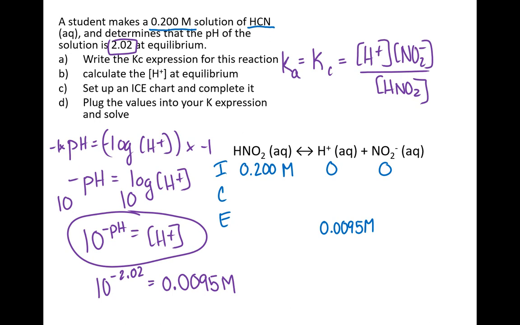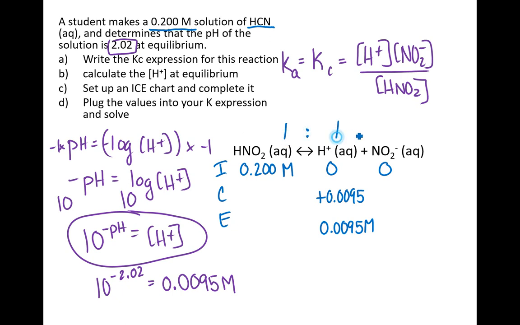So notice how we've got some initial values. We have at least one equilibrium value, so we're going to be able to figure out the value of change. It looks like my hydrogen concentration went up by 0.0095. And then once I know one of the change values, I can fill in all of the change values. They're going to match your stoichiometric coefficients.